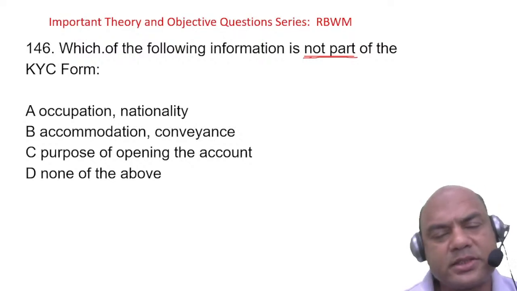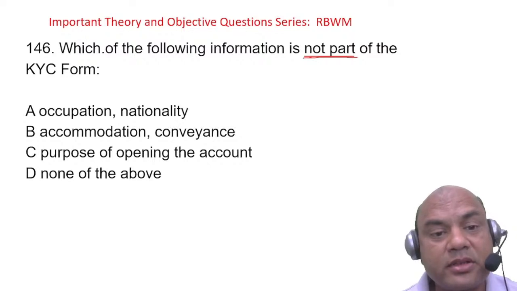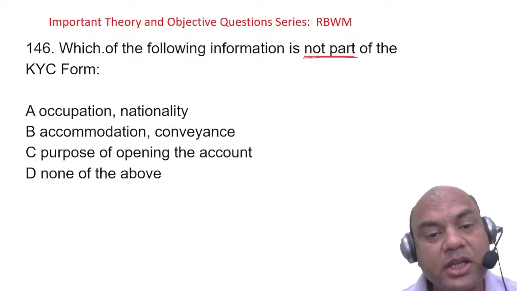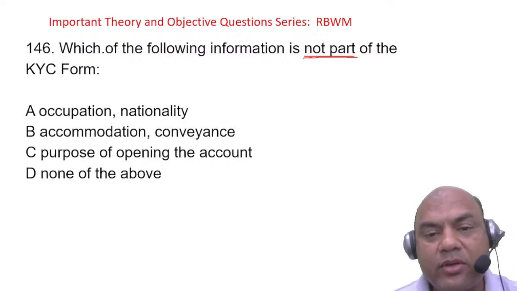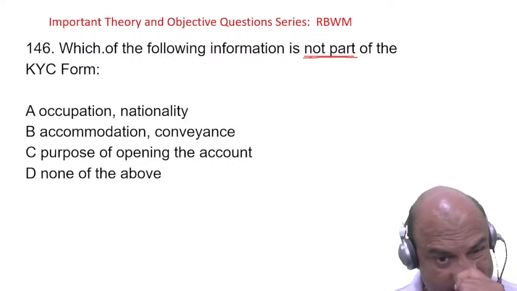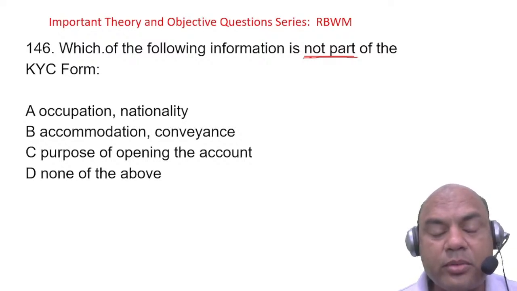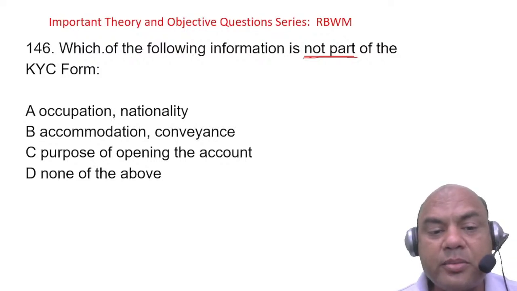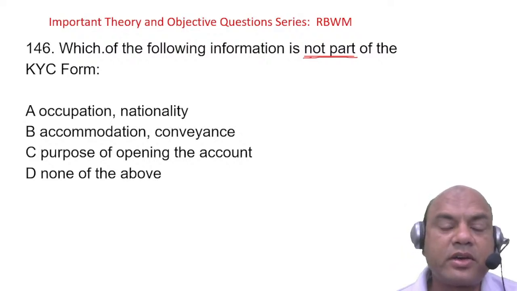Occupation, nationality, yes, that is to be given. Occupation means what is my income, and nationality whether I am an Indian person. Accommodation, conveyance means rented house, own house. Conveyance means do I have a car or two-wheeler. Purpose of opening the account. So now these A and B are required, so they are a part. But what about C? Is C not the part of account opening form? Means is it that I'm not required to give the purpose? What do you think, guys? Answer it A, B, C, or D.